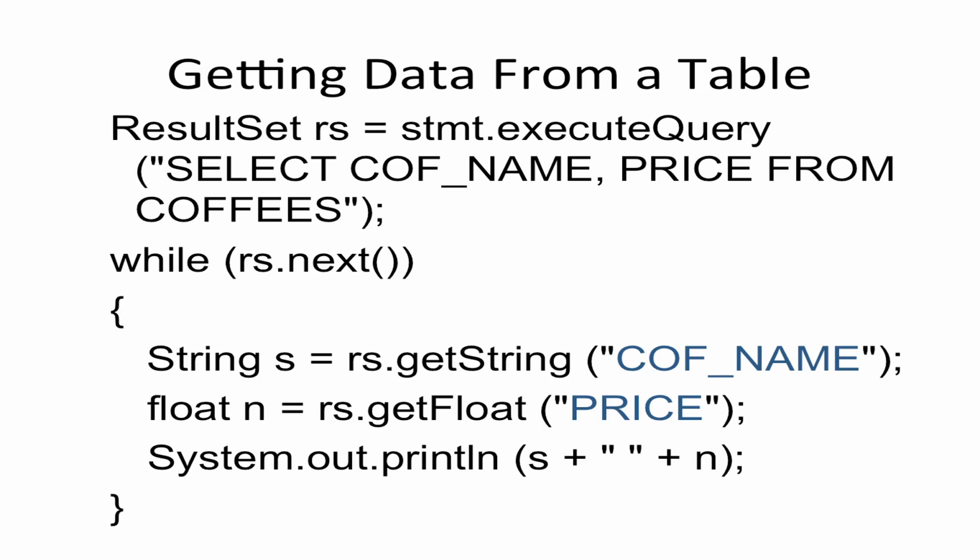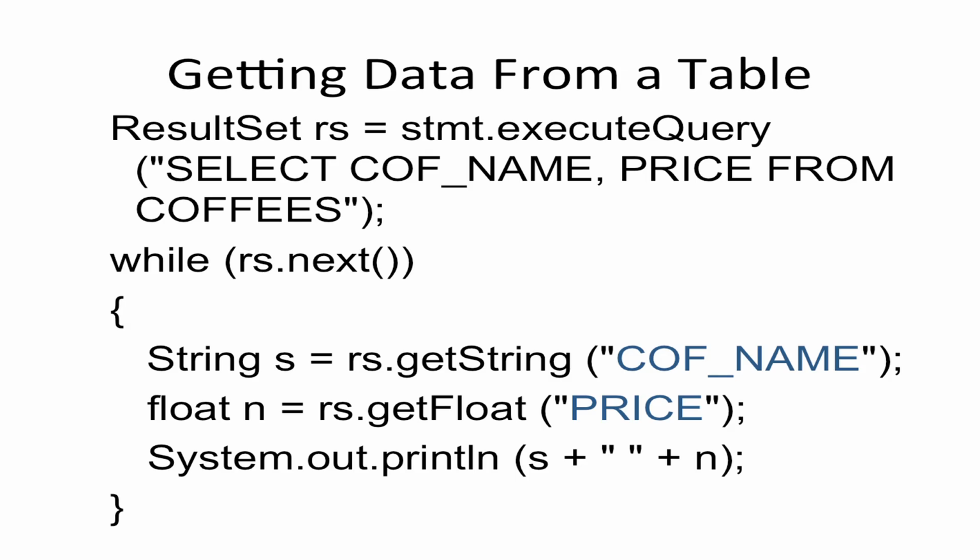So the last statement you can see here, System.out.println(s + " " + n). So s is the coffee name and n is the price. So s plus double quotes plus n. So this is the complete program.